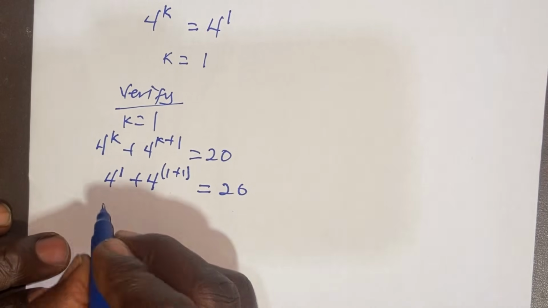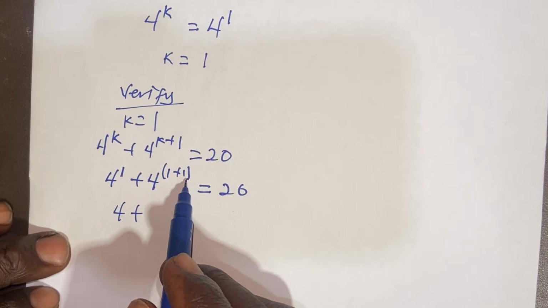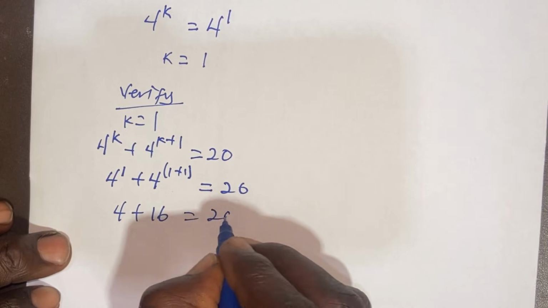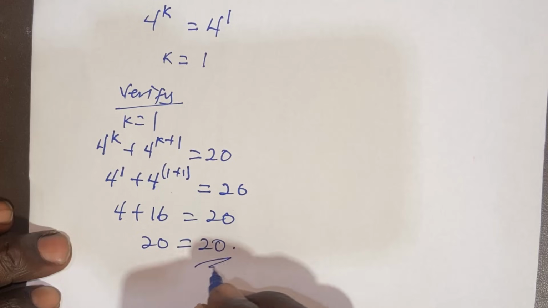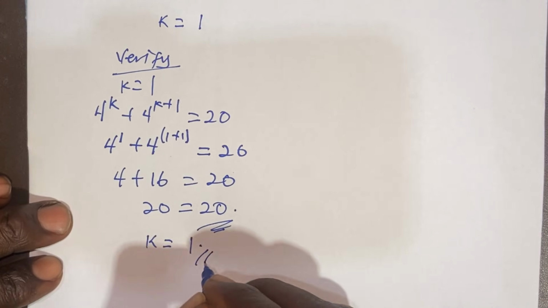From this, 4^1 is 4, plus 1 plus 1 is 2. Then 4^2 is 16, and that is giving us 20, which implies that 20 is equal to 20. Therefore, our k is equal to 1, just like we said.